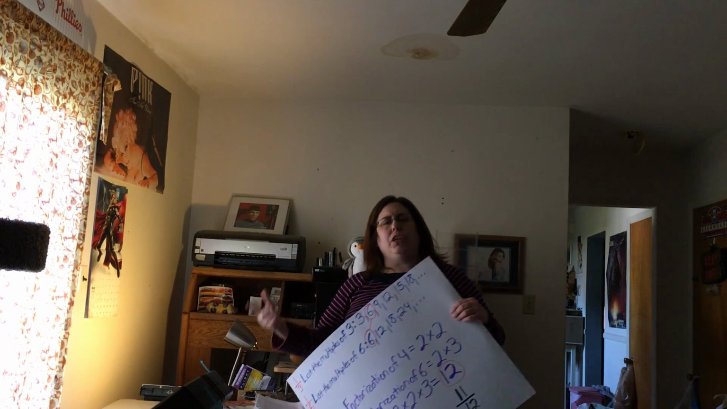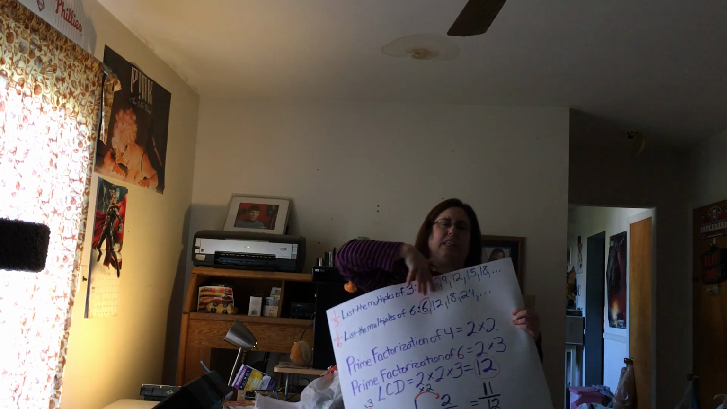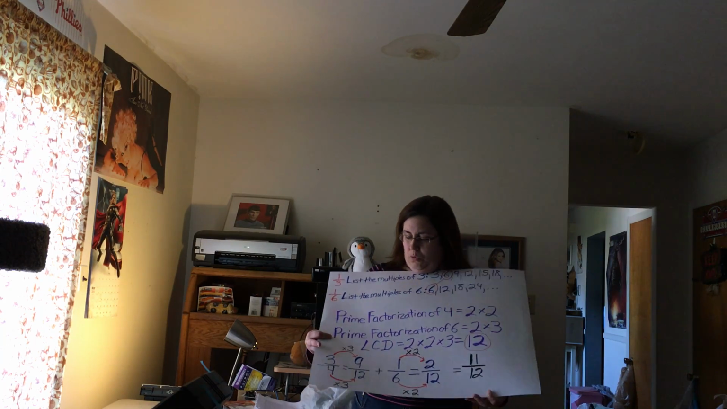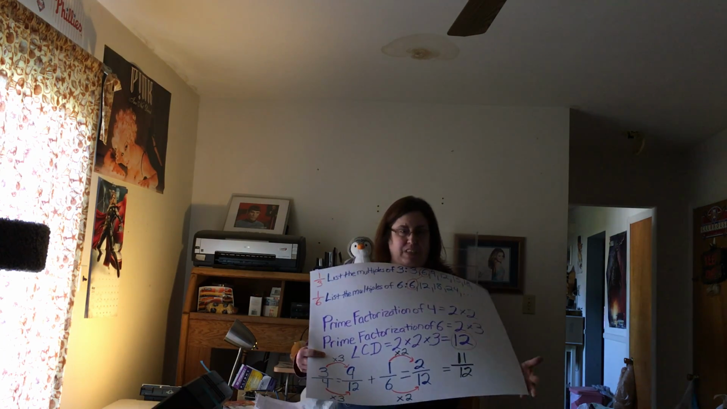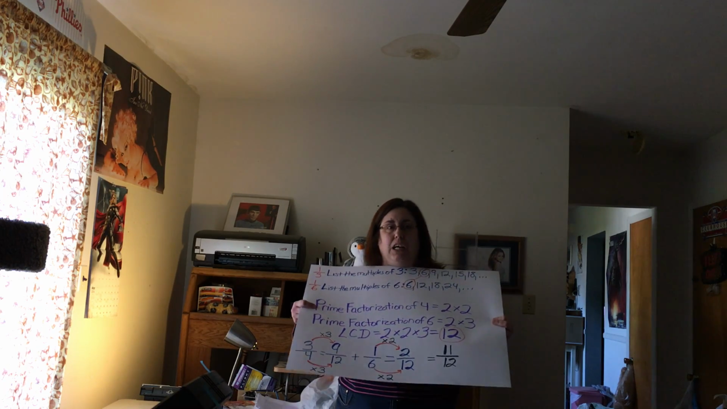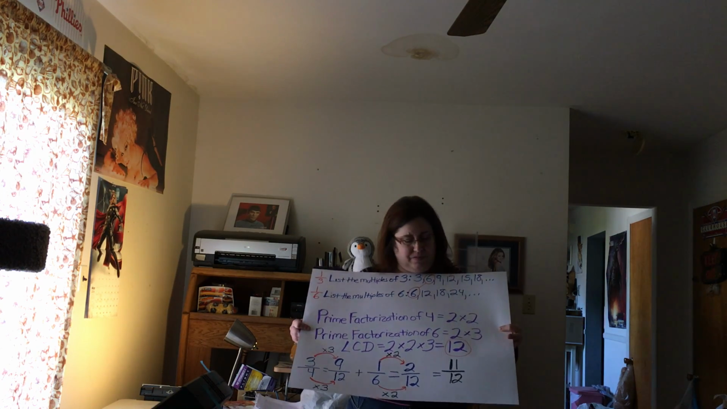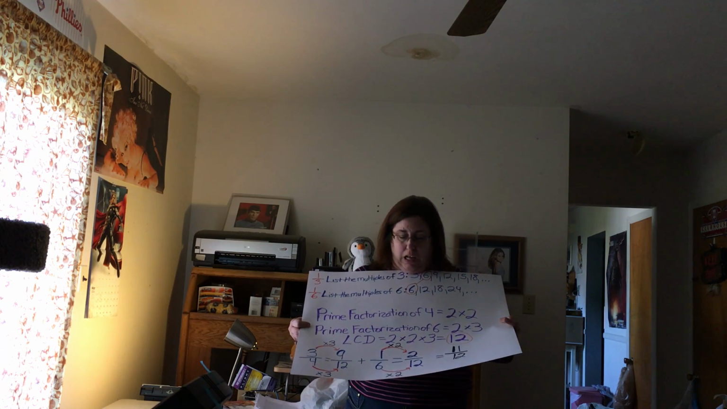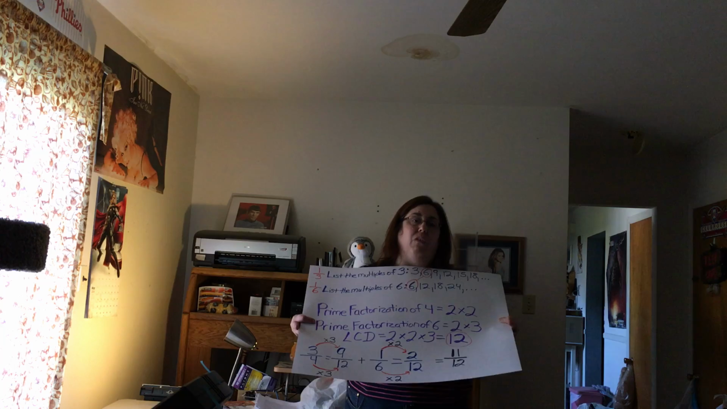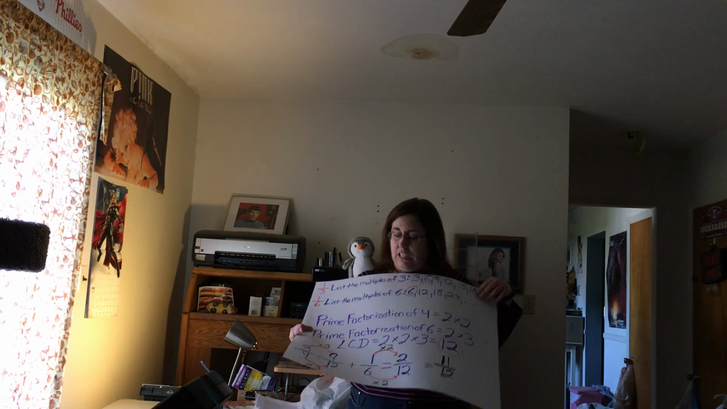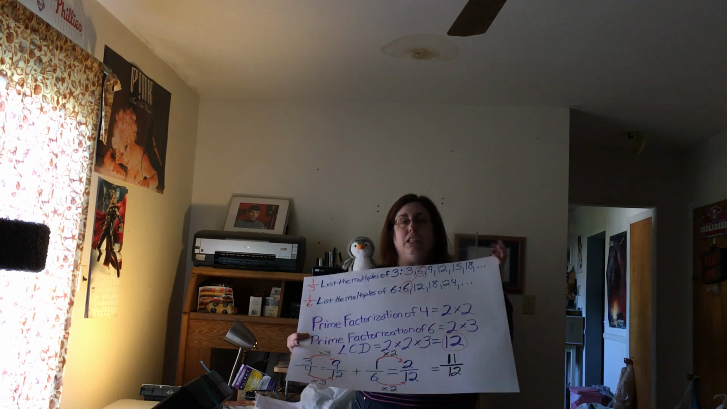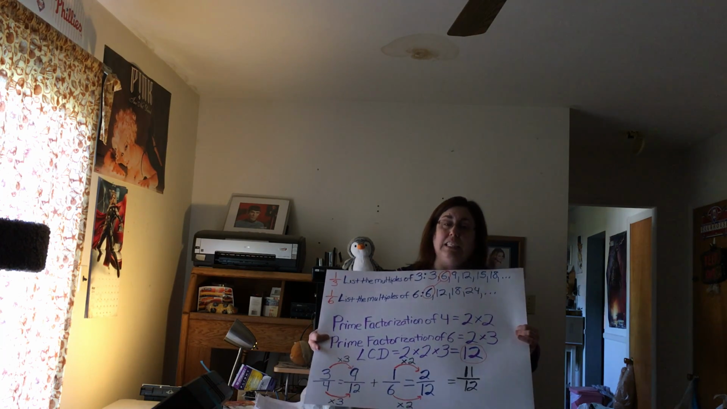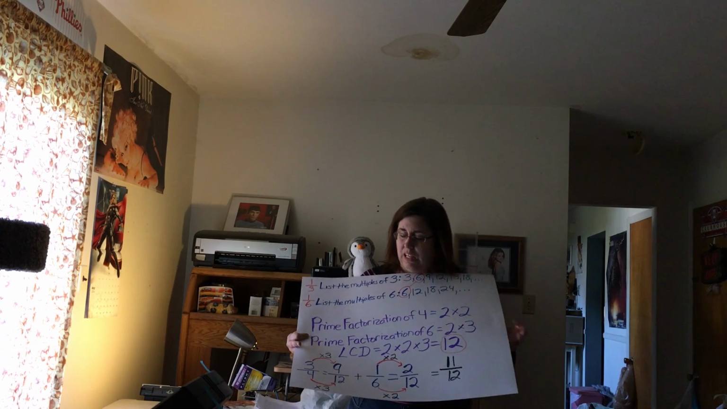But when you have a larger number, you don't want to go listing through all of your multiples. So the way we handle this is with prime factorization, finding the prime numbers that make up each of your denominators. So here we're using the fractions 3/4 and 1/6. We're going to need to find the prime factorization of 4 and of 6. 4 is 2 times 2, and 6 is 2 times 3.